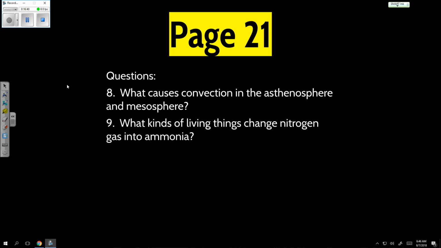Page 21, questions to answer. What causes convection in the asthenosphere and mesosphere? What kinds of living things change nitrogen gas into ammonia?